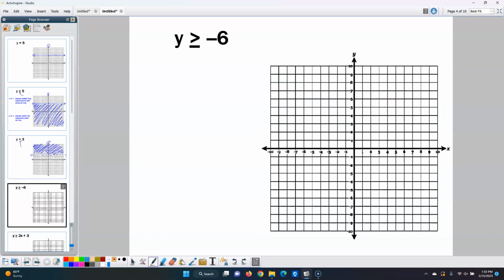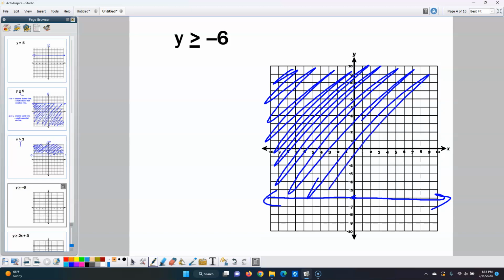Y is greater than or equal to -6. I'm going to come down here to -6. It's got that equals to on there, so it's going to be a solid line. And it's greater than -6, so it's going to be above the line. We're going to shade above the line.